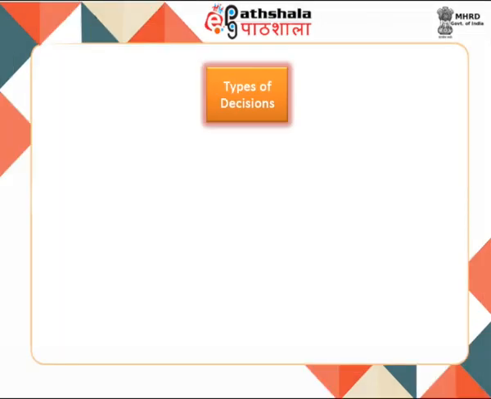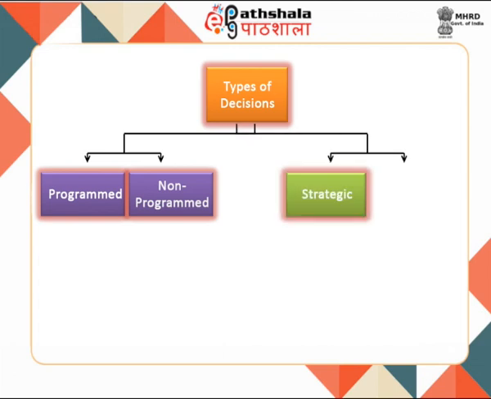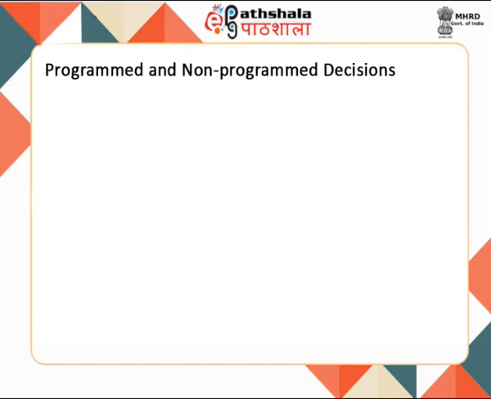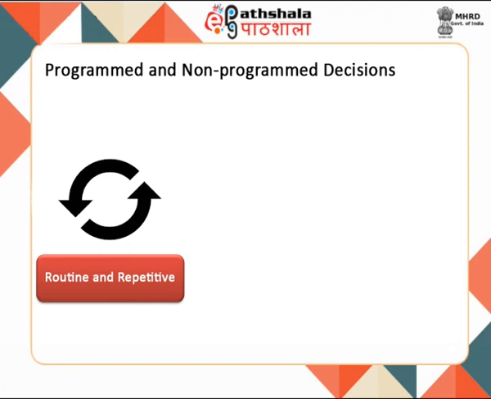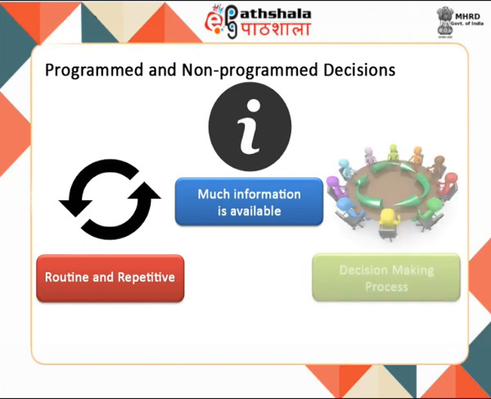There are various kinds of decisions, such as: 1. Programmed and non programmed decisions, 2. Strategic and tactical decisions, 3. Individual and group decisions. These categories can be briefly explained. Programmed decisions are routine and repetitive in nature, about which desired information is available, and therefore it neither passes through decision making process nor decision making stages.